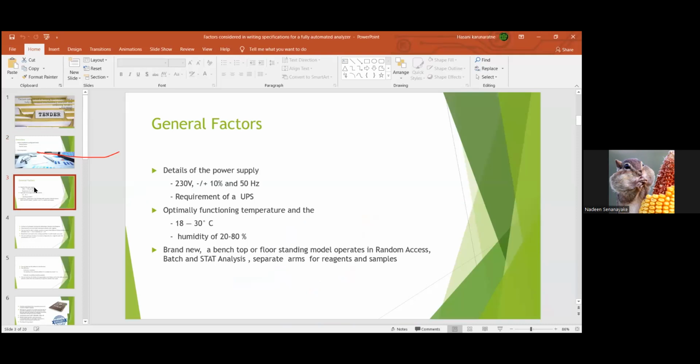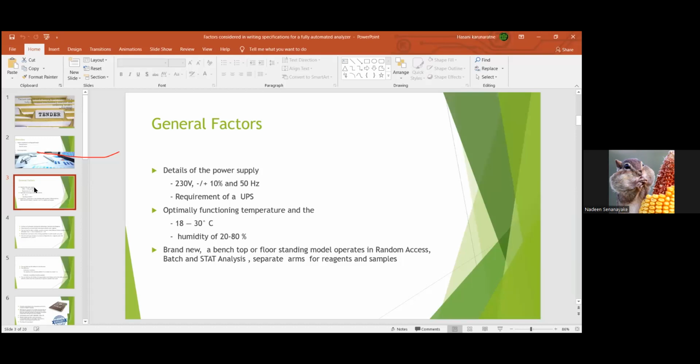General factors, as you all know, the power supply in our country is 230 volt. It can be plus or minus 10% and 50 hertz. And there should be a UPS also. Optimally functioning temperature of the analyzer should be between 18 to 30 Celsius, and the humidity is 20 to 80%. This is because we can easily achieve this temperature and humidity with an air conditioner.